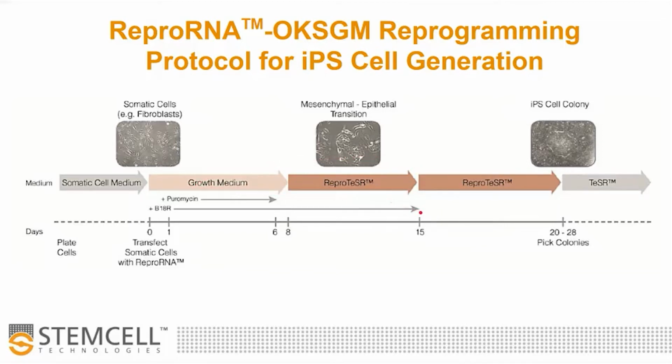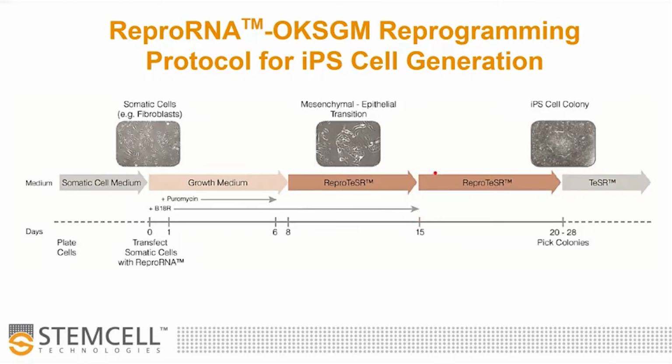But there's no need to continue placing B18R in the medium at this stage. There's no need for ReproRNA to remain in the cells any longer. The cells that have been transfected will be well on their way to becoming iPS cells. And so you can take B18R out of the medium at day 15.